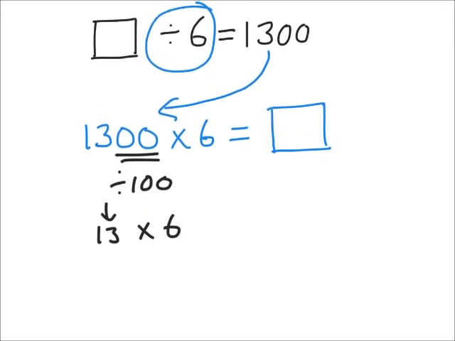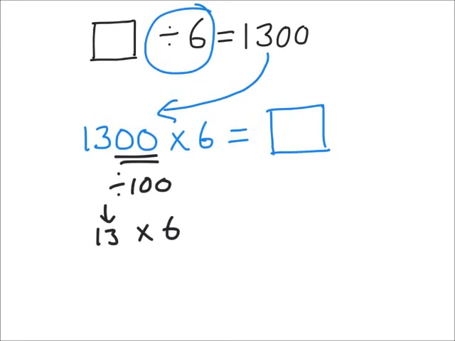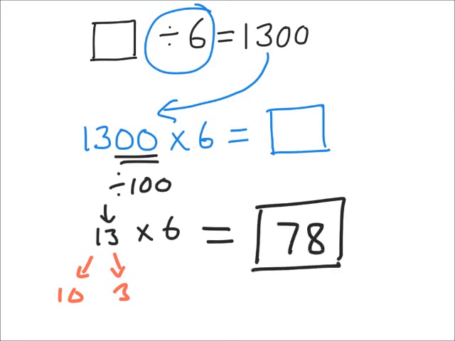Now, I'm not too hot on my 13 times tables perhaps. So what we can do is partition this in our heads. We can do it like this. We can do 10 times 6, which is 60, and 3 times 6, which is 18, and 60 add 18 is of course 78. Now, if 13 sixes are 78, then 1,300 sixes is 100 times bigger, and 100 multiplied by 78 is 7,800. And there we go.